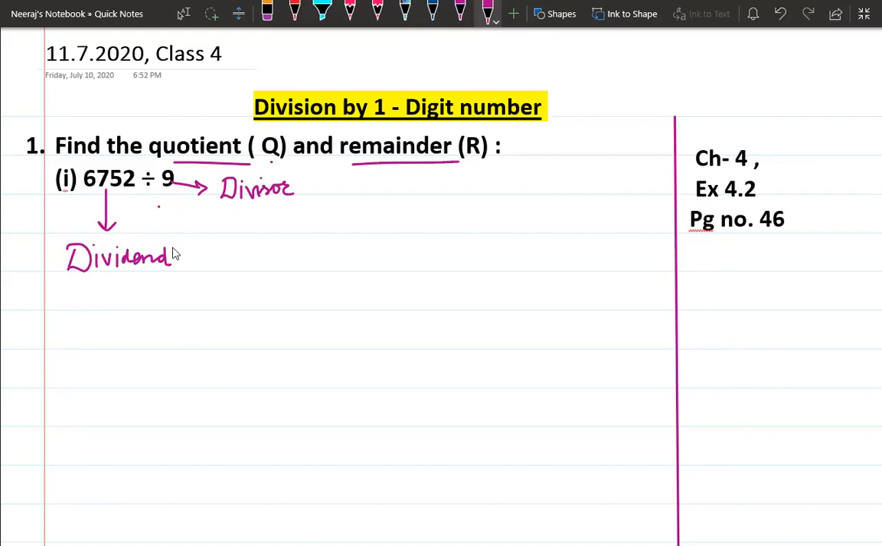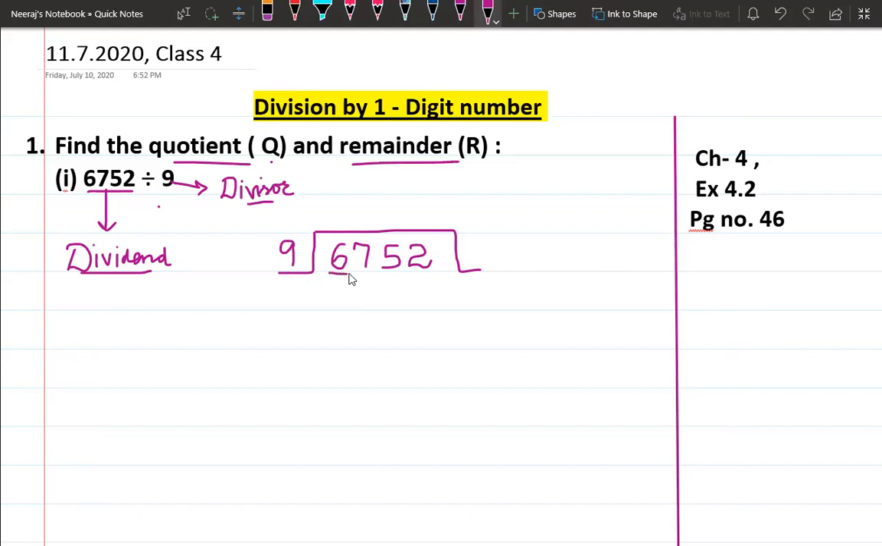Now we'll divide these two numbers to find the quotient and remainder. So we need to make a division bracket first. In that bracket, we will write the dividend inside and the divisor outside. So the dividend is 6,752, and we write it inside the bracket. And the divisor, you have to write outside. That will be 9. Now let's divide this number by 9.